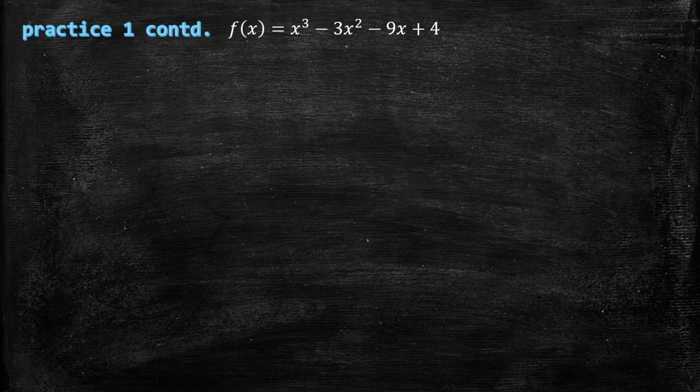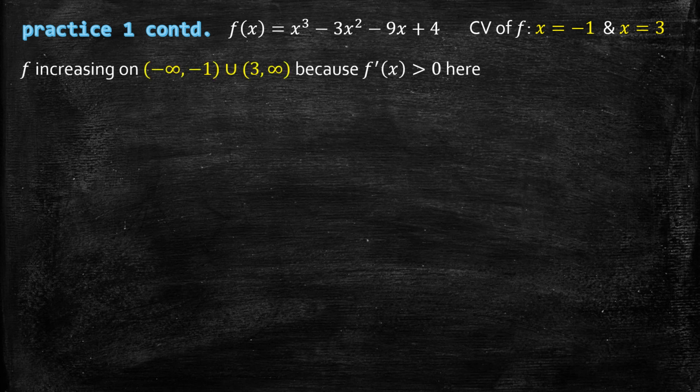So let's summarize what we've discovered so far. We found the critical values, x equals -1 and 3. We found that f is increasing on these intervals, and often you have to justify why. So you would say because f prime x is positive here, as we discovered in the previous slide.